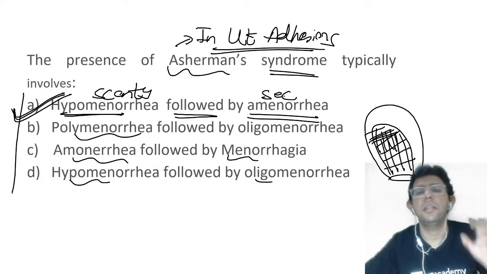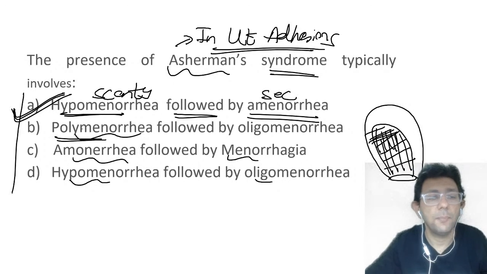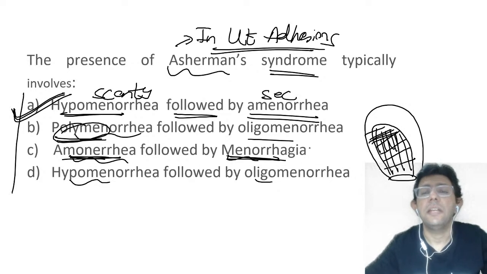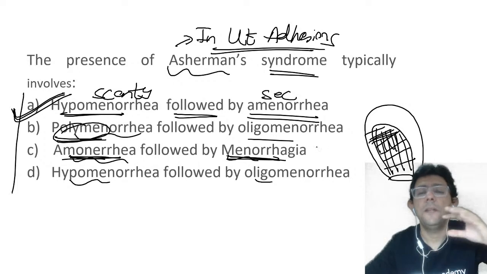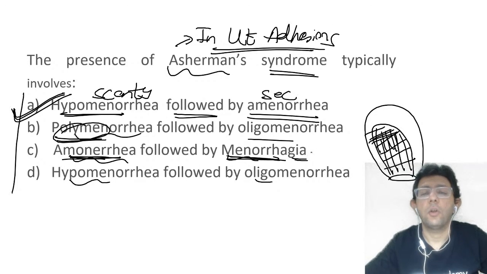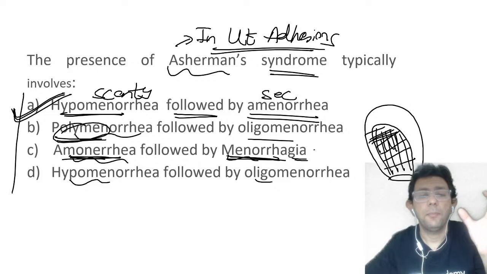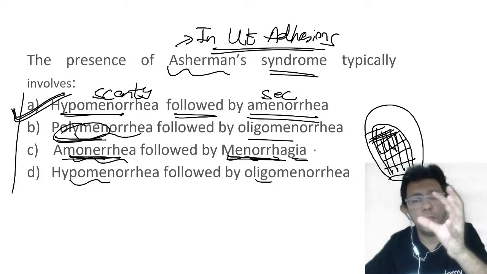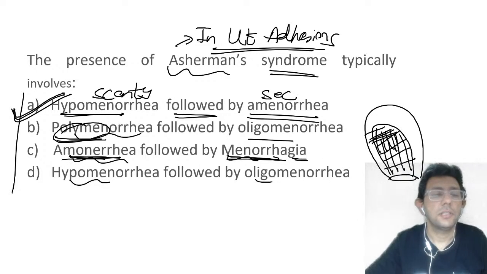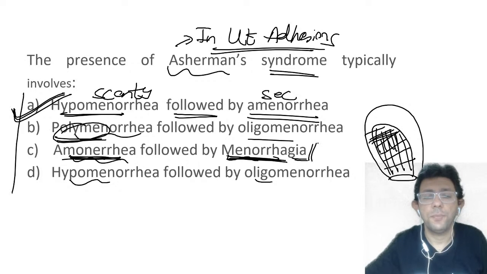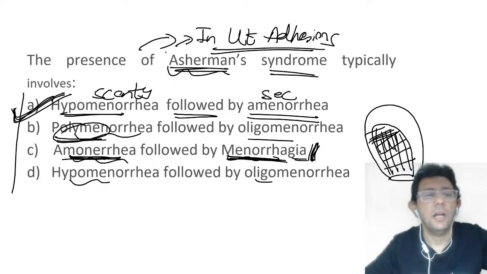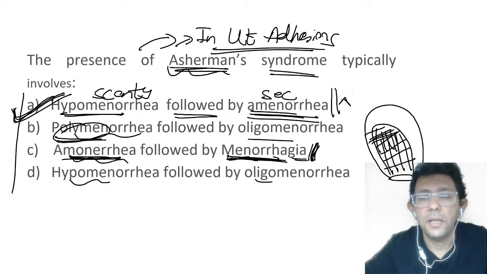So as the condition of Asherman worsens, the hypomenorrhea, which is scanty menses, is followed by amenorrhea. This is secondary amenorrhea. Obviously, I don't get polymenorrhea first followed by oligomenorrhea, neither do I get amenorrhea followed by menorrhagia. That we get in patients of DUB, metropathia hemorrhagica, where because of anovulation there is amenorrhea and then there is menorrhagia. This is your typical example of HPO axis imbalance. So for Asherman syndrome, which is intrauterine adhesions, the answer is scanty menses followed by secondary amenorrhea.